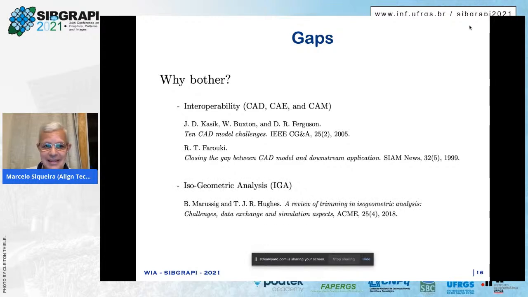And more importantly, the advent of isogeometric analysis, which is a technique that can actually solve equations on surfaces without using volumetric meshes, became a reality lately, at least in more recent years, and it actually needs a manifold to work with. And when we have those surfaces with cracks, we cannot deal with that. And then this becomes a huge problem.